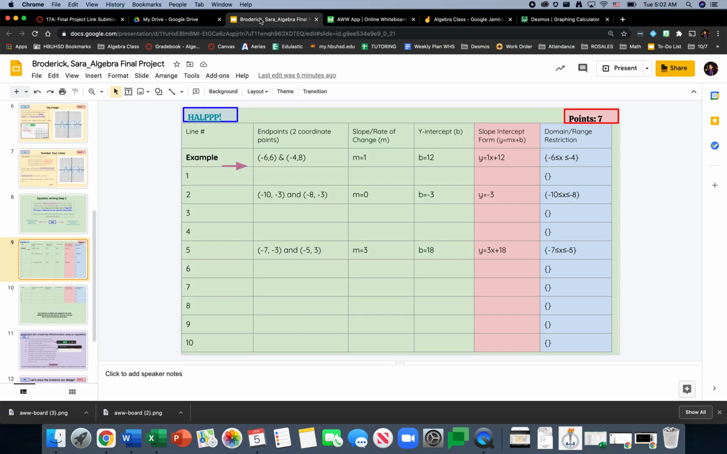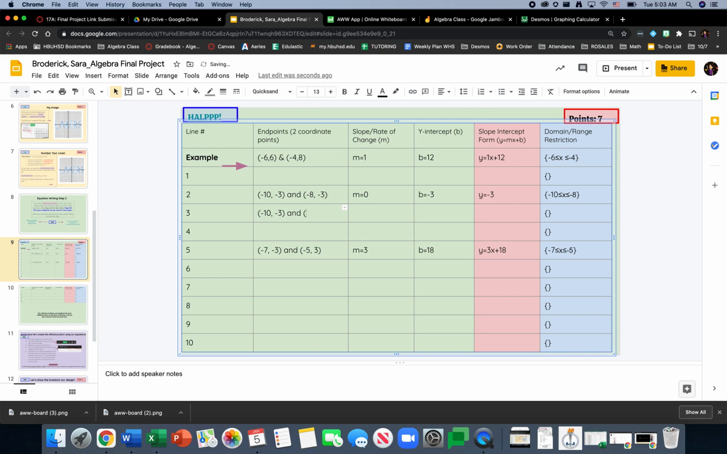So let's start filling this out. This is -10, -3. It actually shares an endpoint with the previous line, which makes sense because they meet on the graph. The M is undefined. The B is, and I'm just going to do exactly what I did on my slide, which is there is no B. You can even just do this.